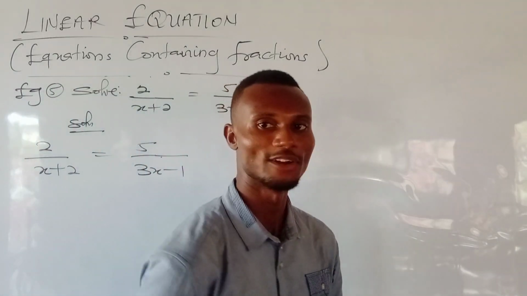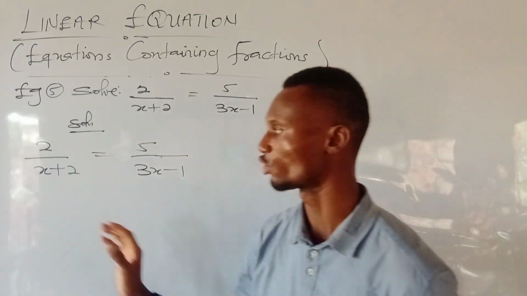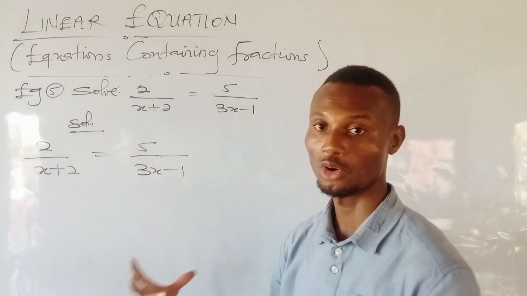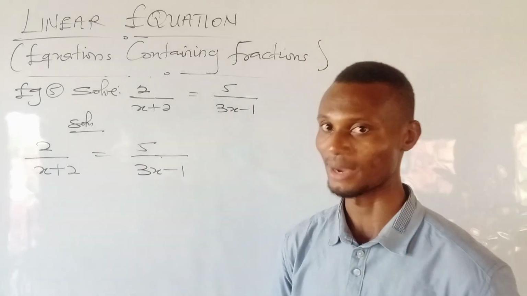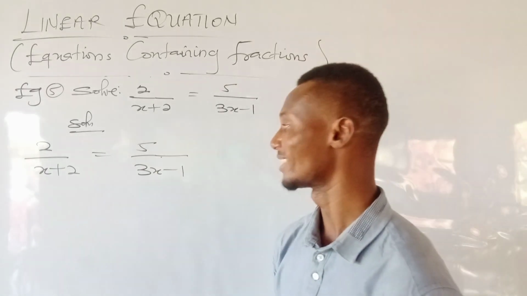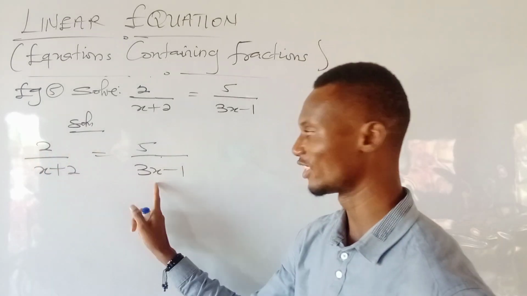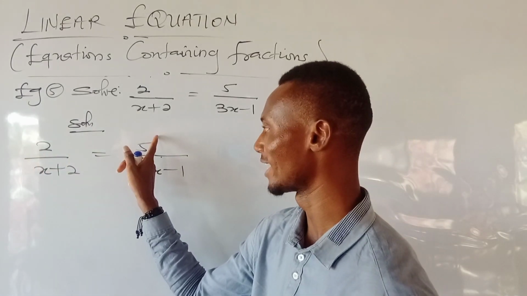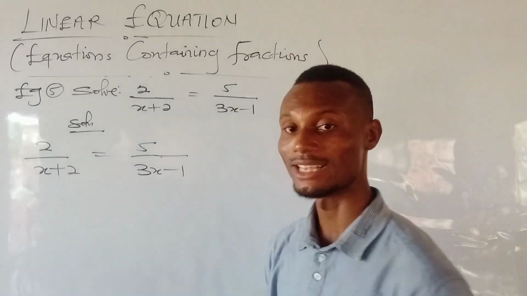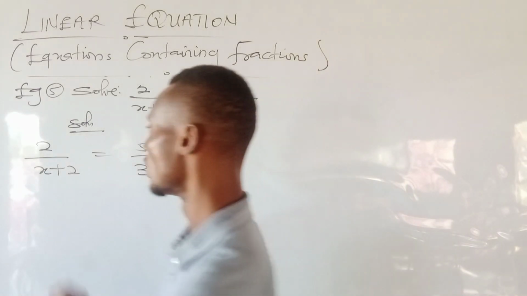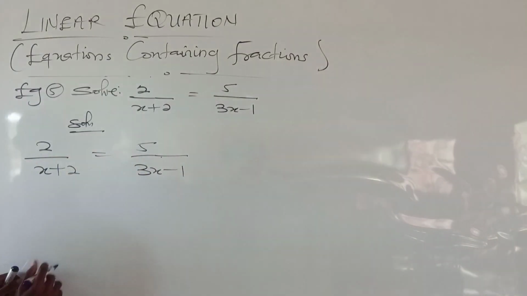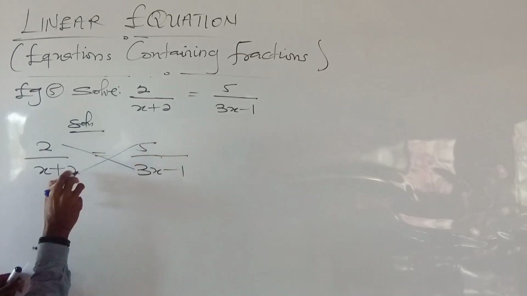Now what you can do also is choose to cross multiply. When you cross multiply, you get the same answer. Cross multiply simply means that this numerator here will multiply the denominator here, and this numerator here will also multiply the denominator here. That's the cross multiplication. So we can use cross multiplication to solve this one.